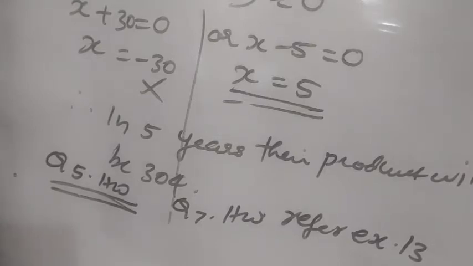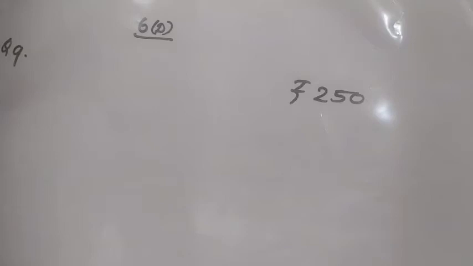Do that question as homework. Now let us solve question number 9. It's an important problem. Question number 9: rupees 250 is divided among a certain number of children. If there were 25 children more, each would have received 50 paise less. Find the number of children.